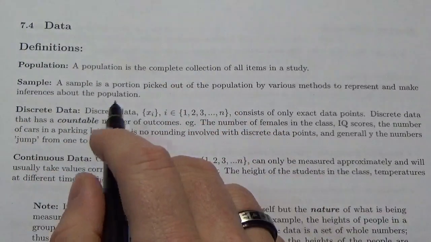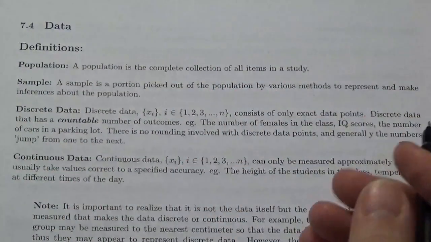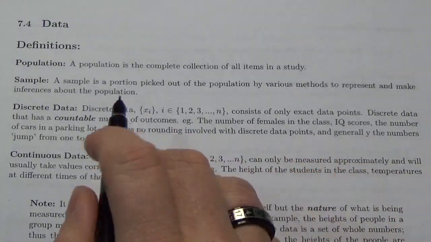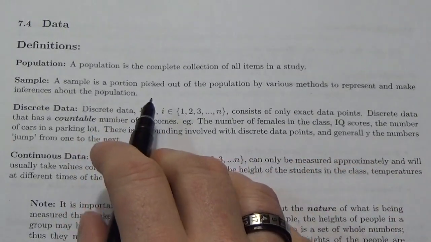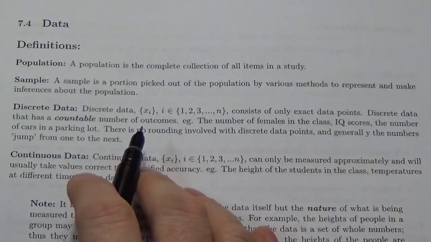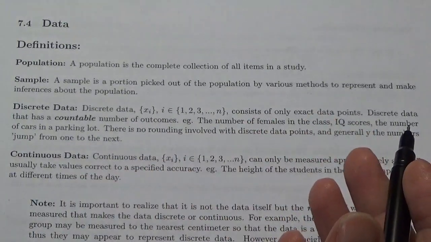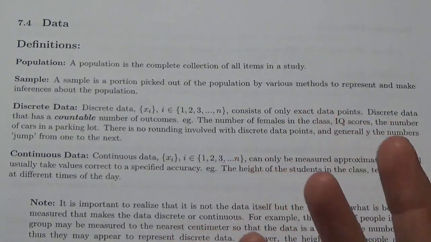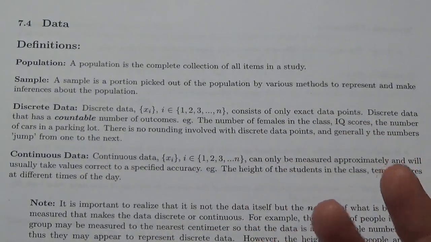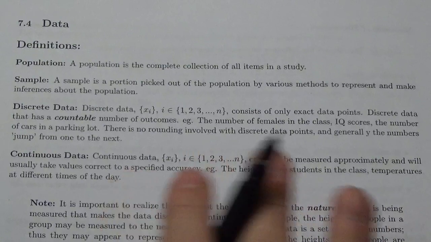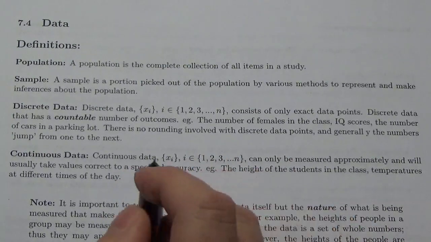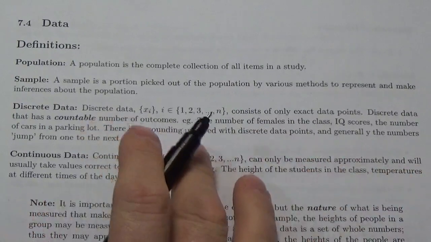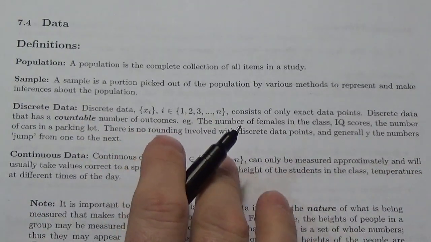Sample. A sample is a portion picked out of the population by various methods to represent and make inferences about the population. We took a look in previous lessons at some issues that pop up when you're trying to do some sampling. You want to try to get rid of as much bias as you can, unless of course you are trying to sway your statistics one way or the other. But you want it to be an unbiased sample, and that can be difficult to do.